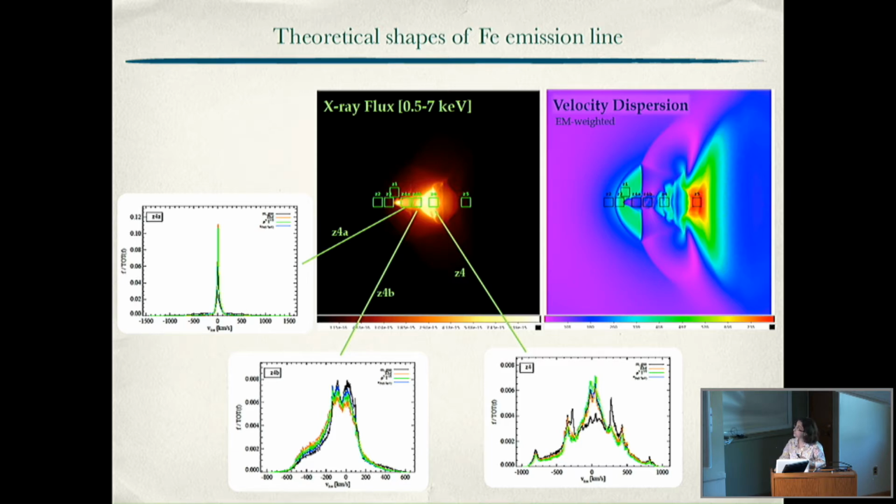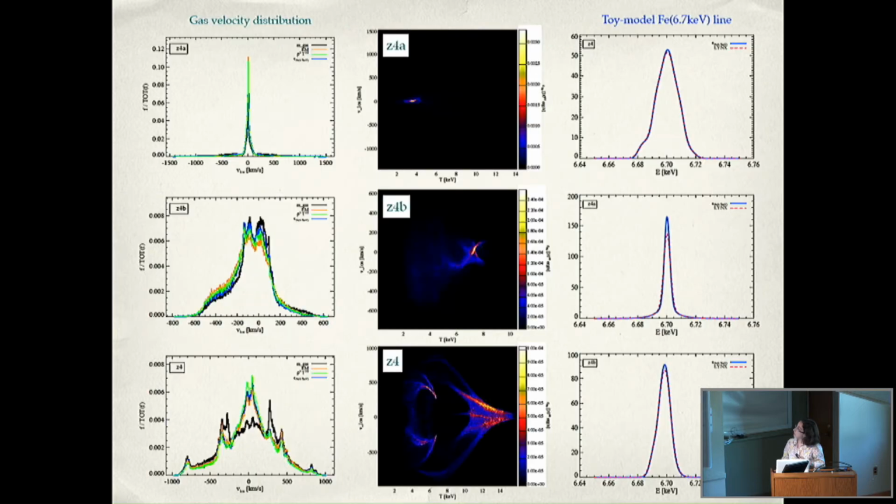So again, if you look at the distribution in the simulation, you see that the thermal phases can be quite complex, and this might complicate the reconstruction from the spectrum when you typically assume one single component. And again, the shape of the distribution is translated when you convolve with an expected line shape for the iron line.